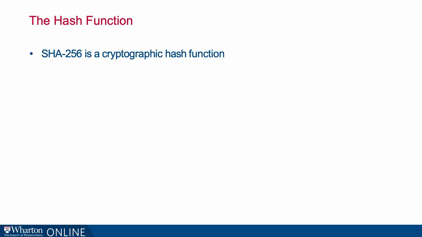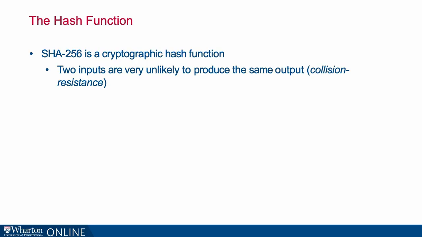So SHA-256 is a cryptographic hash function. And we can kind of get a feel for how it worked in the previous slide. It really produces very random-looking output. We can make this precise. The fact that it's a cryptographic hash function means two inputs are very unlikely to produce the same output. That means it's collision resistant.